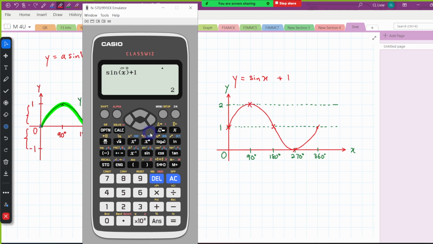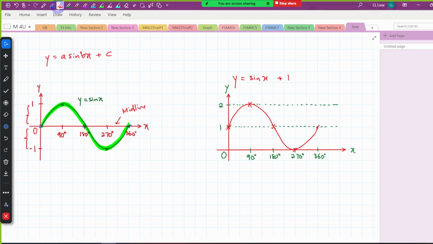You get 2, press calculate, 180. You get 1, press calculate, 270. You get 0, and the last one, calculate, 360. You get 1. Okay, just now I forgot to give you the range.